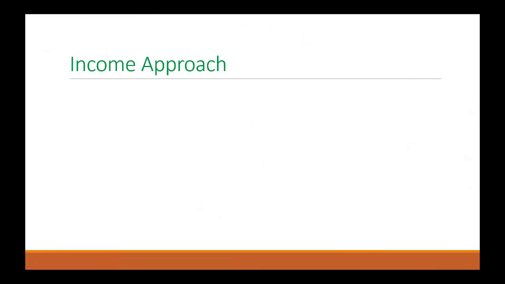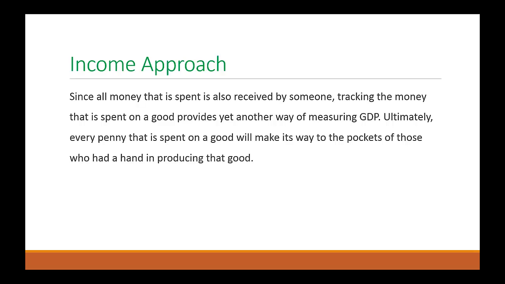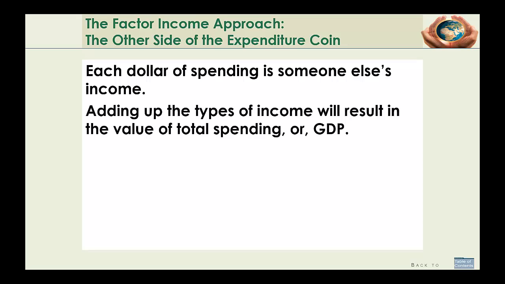A third way to calculate GDP is to take what is known as an income approach. Since all the money that is spent on domestically produced goods and services is received by someone, tracking the money that is spent on goods provides another way of measuring GDP. So ultimately, every penny that is spent on a good that is produced here in the United States will make its way to the pockets of those who had a hand in producing that good. So in this approach, each dollar of spending becomes somebody else's income. If we add up the different types of incomes, it will result in the value of total spending, or GDP.